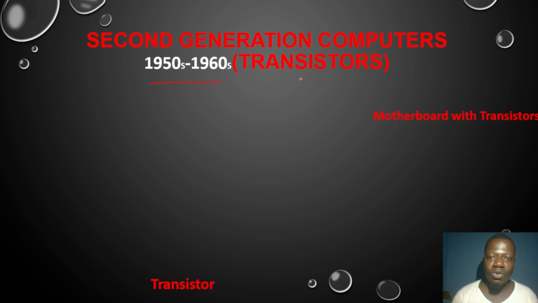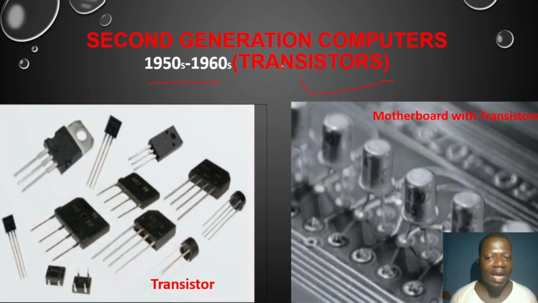And this was due to the introduction of the technology which we are calling transistors. Say after me, transistors. That is beautiful. So the technology, transistors, gave birth to the second generation of computers within the period of 1950s to 1960s. Let's have a look at what transistors look like.